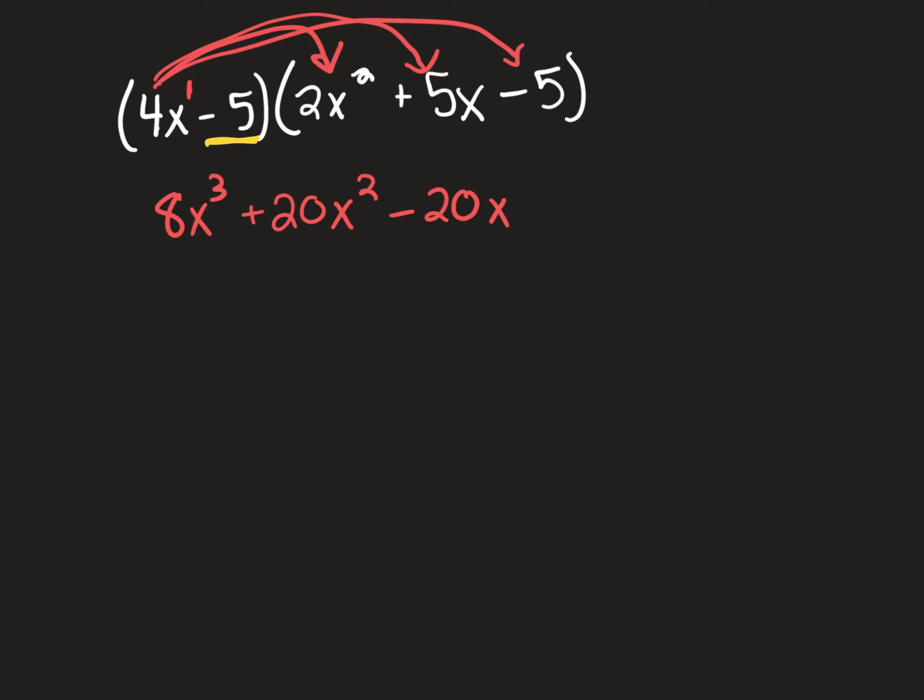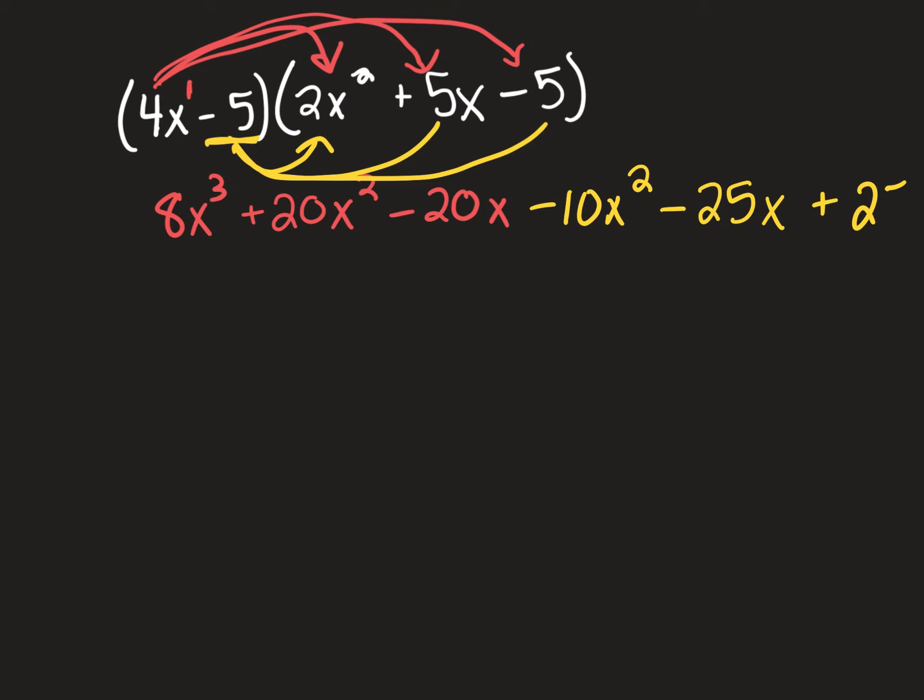So now we're going to take this negative 5 and multiply it to all of these. So negative 5 times 2x squared is minus 10x squared. Then we'll take the negative 5 to the 5x, which is minus 25x. And then negative 5 and negative 5 is a positive 25. So then combine like terms. 8x to the third is the only one with x to the third, so we just bring it down. So we have 20x squared and 10x squared. So 20x squared minus 10x squared is just a positive 10x squared.